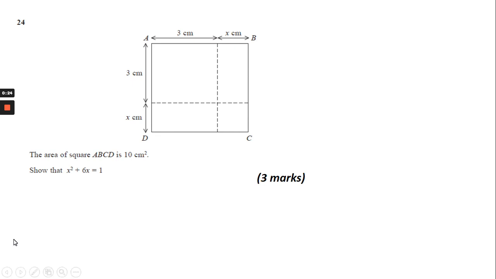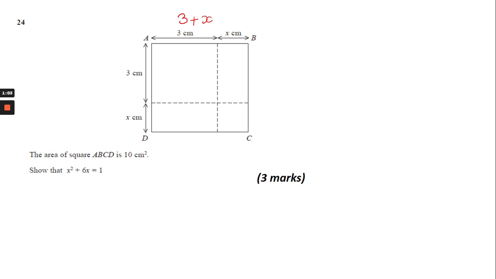Okay, so first question is worth 3 marks. It's saying that the area of a square ABCD is 10 centimetres squared. Show that x squared plus 6x is equal to 1. So we know that the area of these 4 pieces is equal to 10. Let's write an expression for the length of this line over here. Here we can write this as 3 plus x, because this whole length is 3 centimetres up to here and then x centimetres up to here. So altogether it's going to be written as 3 plus x.